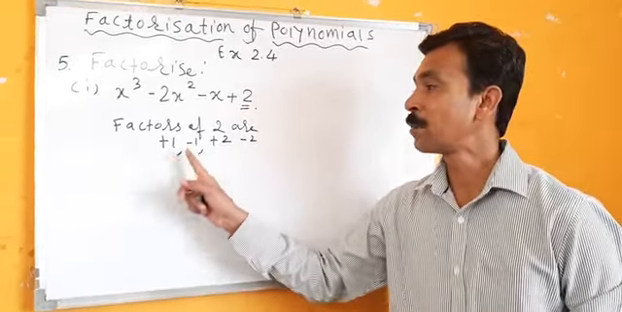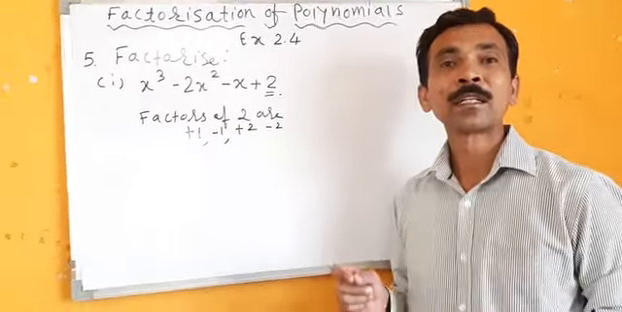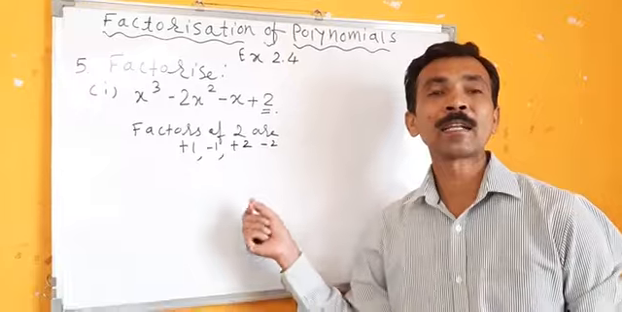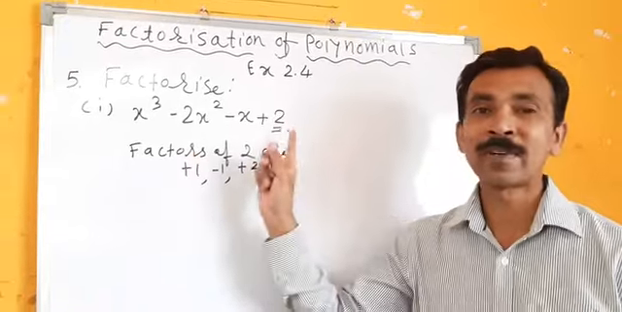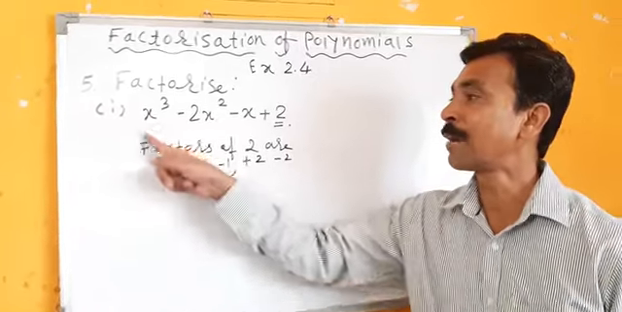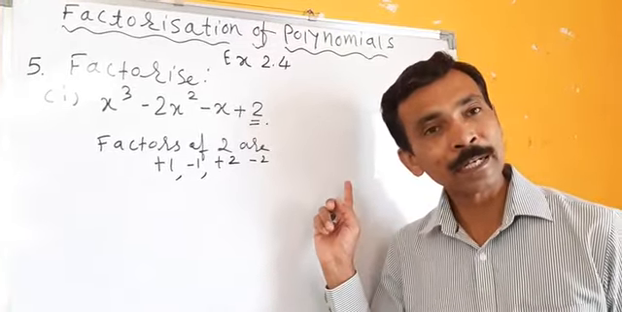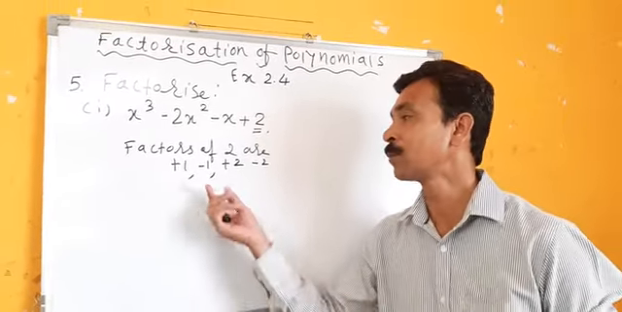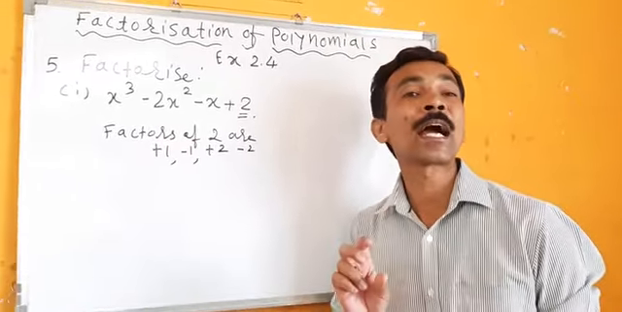Now what I will do? I will place the values one after the other in P of x, till I get the remainder 0. If I get the remainder 0, then we will see what to do. But if I place 1 in P of x and the remainder does not come 0, then I will take the value of x as minus 1 and put it in P of x. If I get 0 there, then the next work begins. We have to put the values on trial and error basis. Again, I am telling you, the factors of the constant term you have taken, you have to put in P of x on trial and error basis.